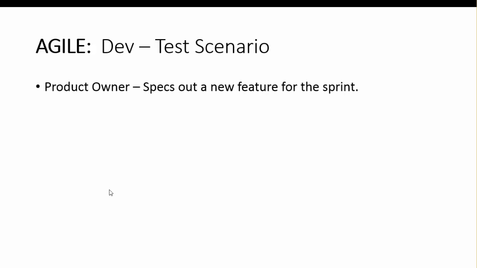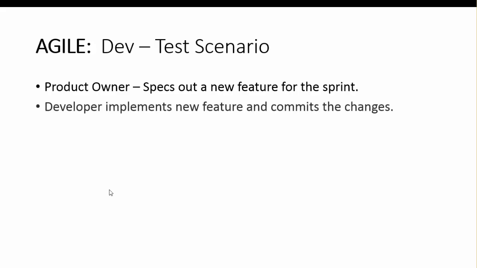So in agile development, a product owner specs out a new feature for the sprint. He puts down the specifications of what feature has to be developed. So this is where the story begins for any new sprint in our agile development.